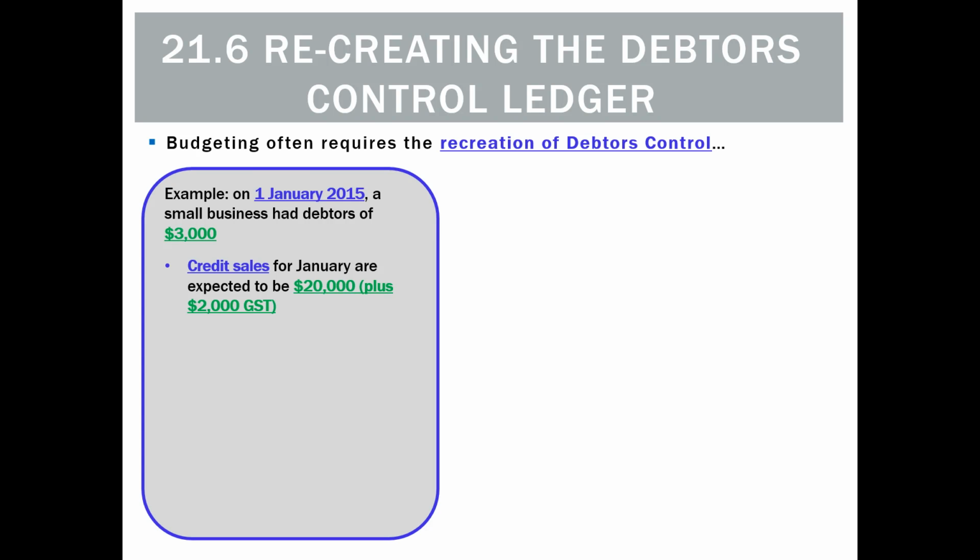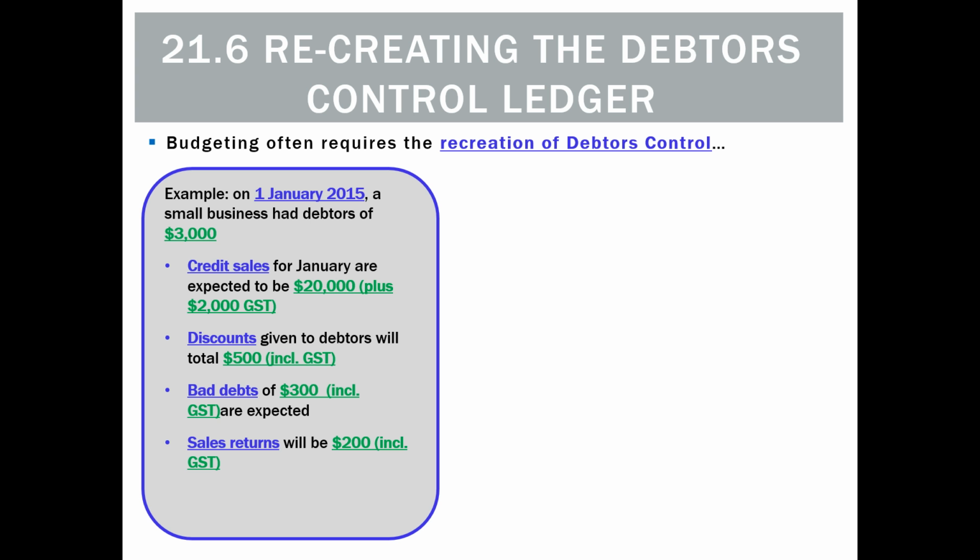So in January, we think credit sales will be $20,000 plus GST. We think we'll give discounts of $500, which includes GST. We think there'll be bad debts of $300, including GST. And sales returns will be $200 including GST, and we think at the end of the month, which is the end of our budget, our debtors will be $6,000.